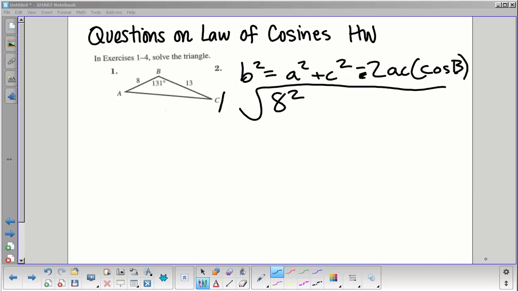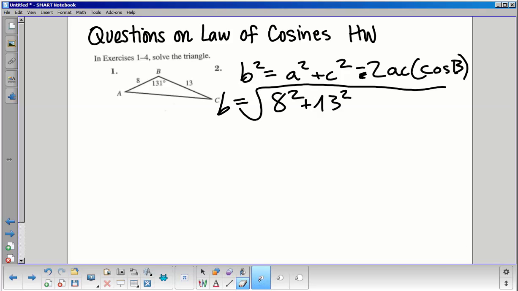b equals the square root of 8 squared plus 13 squared plus... No, minus. Okay, you know what the good news about this board is that you can erase. Don't hit that, because we want the small eraser. There we go. And then you just hit the ink again. Alright, sorry about that.